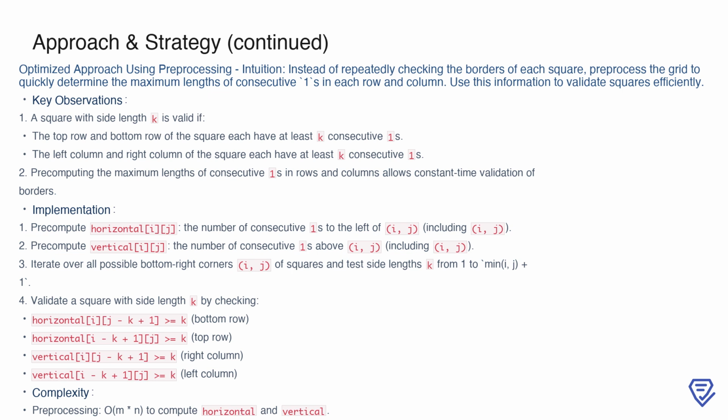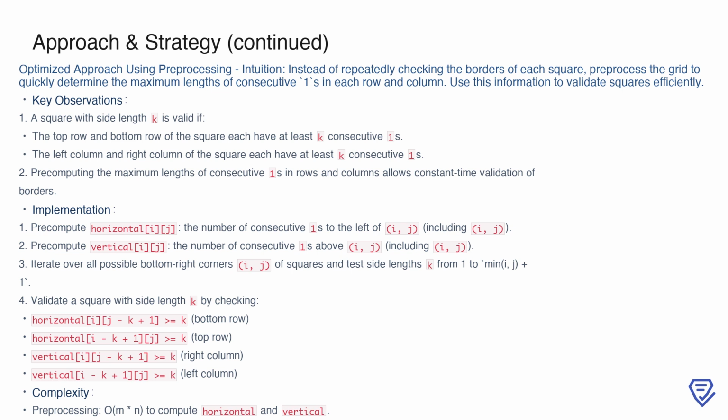To achieve this, we pre-compute two arrays: horizontal[i][j], which stores the number of consecutive ones to the left of (i, j), including itself, and vertical[i][j], which stores the number of consecutive ones above (i, j), including itself. With this pre-processing done in O(m*n) time, we can validate squares much faster.